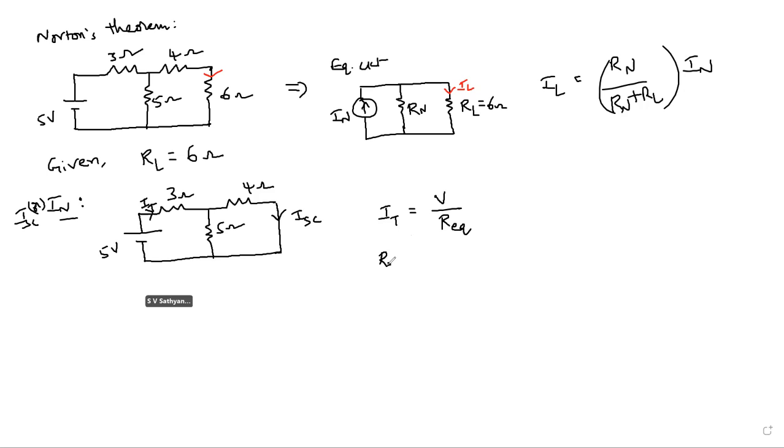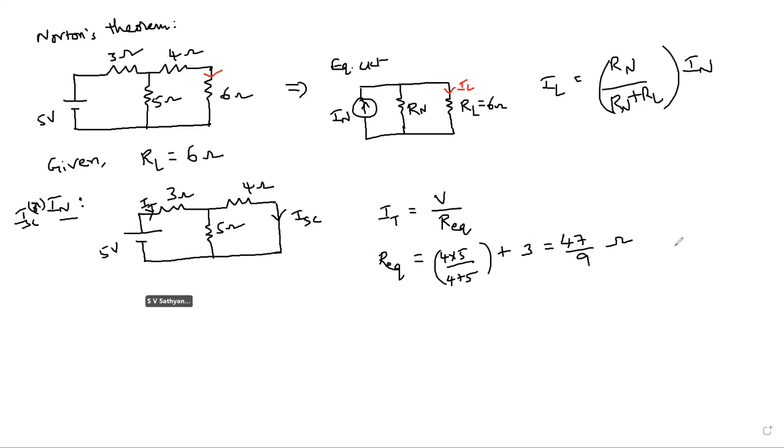So what is the equivalent resistance here? Calculate. 4 parallel with 5, right? That should be in series with 3. 47 by 9. 47 by 9, sir, is the equivalent resistance? Yes, sir. Okay, 47 by 9 or 8? 9, sir, 9.